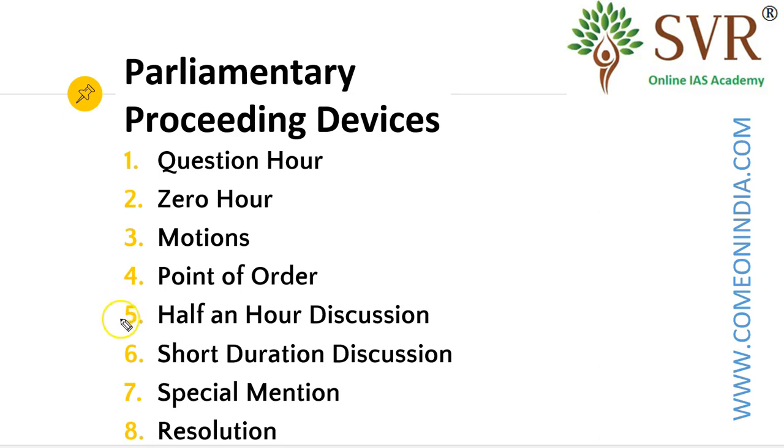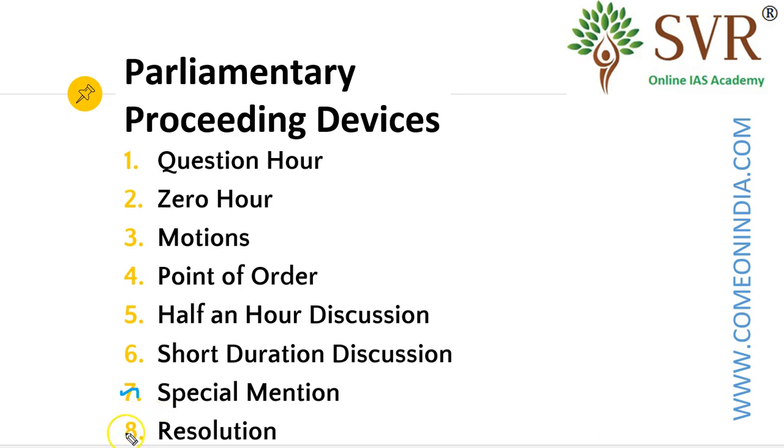After which we have seen half an hour discussion. Then we have seen short duration discussion. This short duration discussion is also known as two-hour discussion. The reason is that only two hours are allotted for discussing matters kept in the short duration discussion. Then we have seen special mention. The special mention is an extraordinary device used in the parliamentary proceeding to discuss a matter which cannot be raised under any other rules of the House.